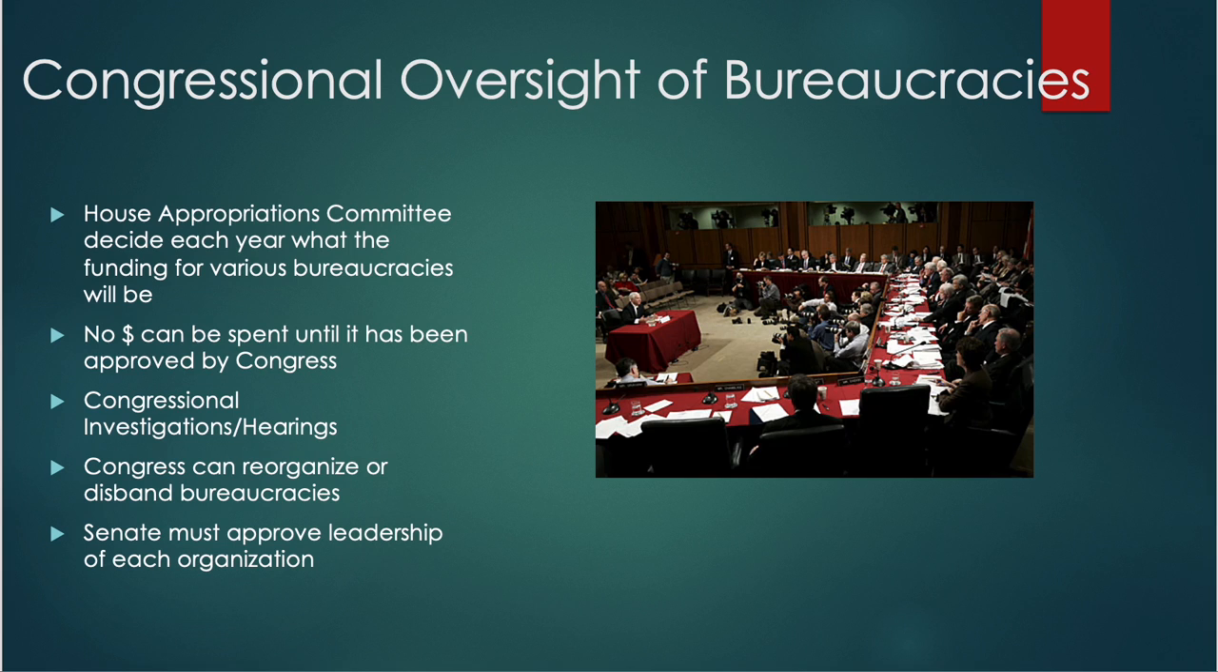Congressional investigations and hearings as well. So Congress is always looking at different things and seeing if it's implemented correctly, and then they can investigate, bring people in, see what is going wrong with certain departments. They can also disband bureaucracies. They get rid of these departments. They can reshuffle and reorganize them. And at the end of the day, too, the leadership has to be approved by the Senate.